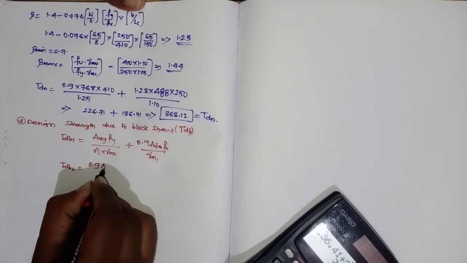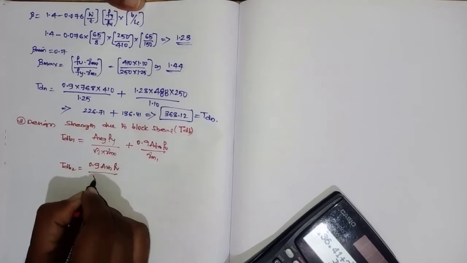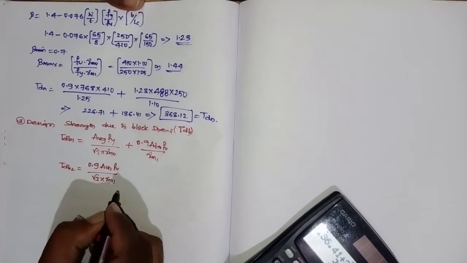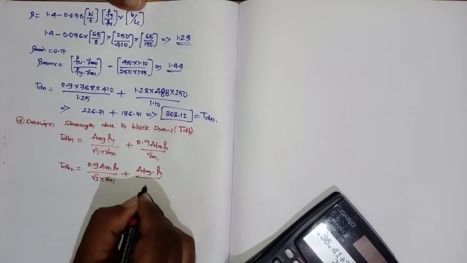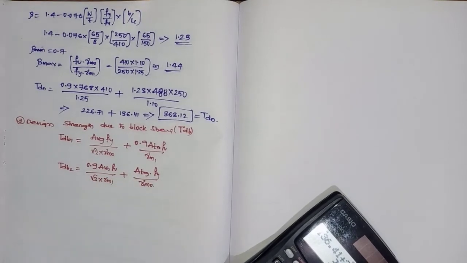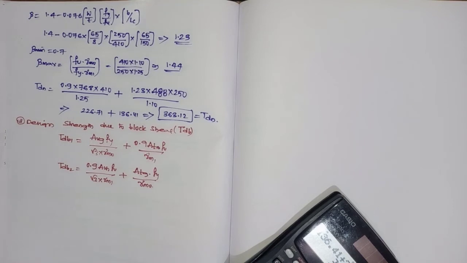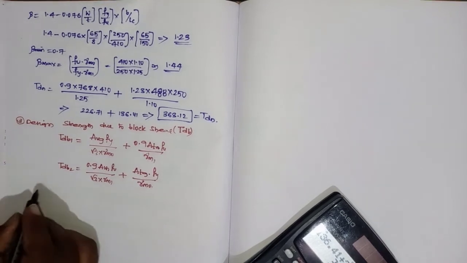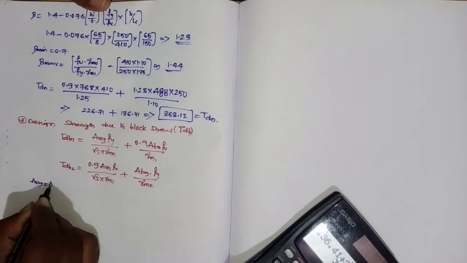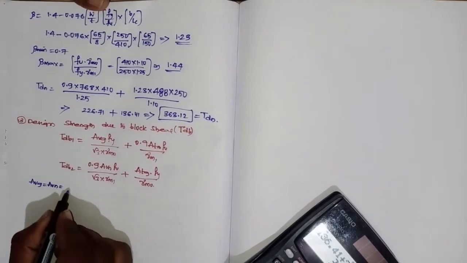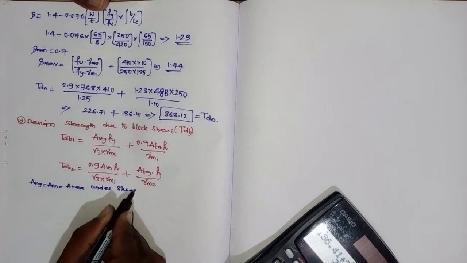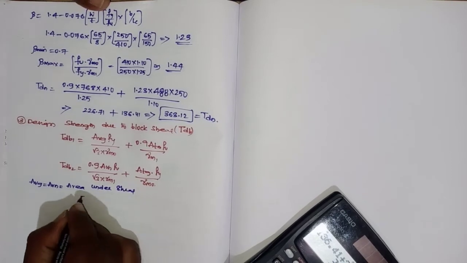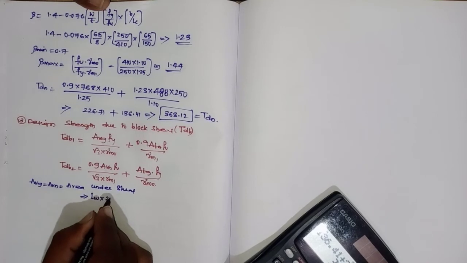Next, what is the TDB2? 0.9 AVN Fu by root 3 into gamma m1 plus ATG Fy by gamma m naught. Okay. Now, what are these, AVG and AVN equals area under shear? What we call this as area under shear, okay, which equals length of weld into 2 into thickness.